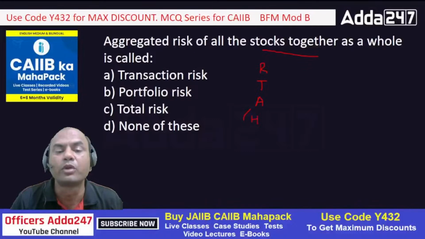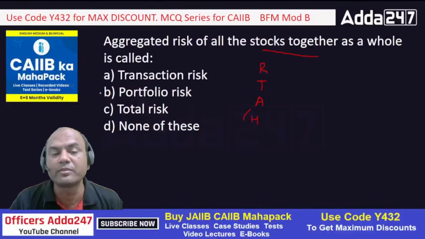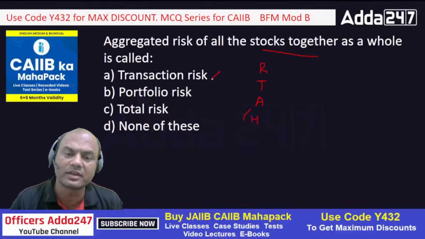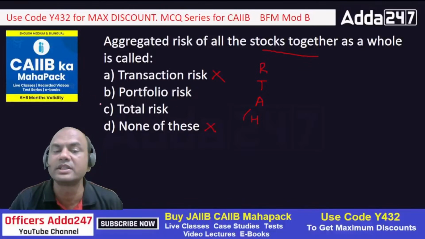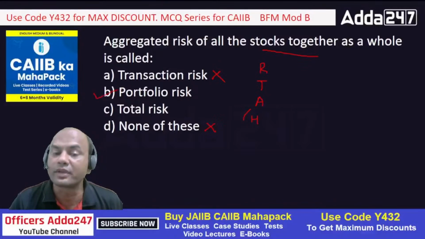Transaction, portfolio, total, and none of these. Many of you will get confused between B and C, portfolio and total. A is not the answer, okay? And also D is not the answer. So the only answer is B or C. So which is the correct one? B or C? Portfolio or total? The correct answer is portfolio, okay?